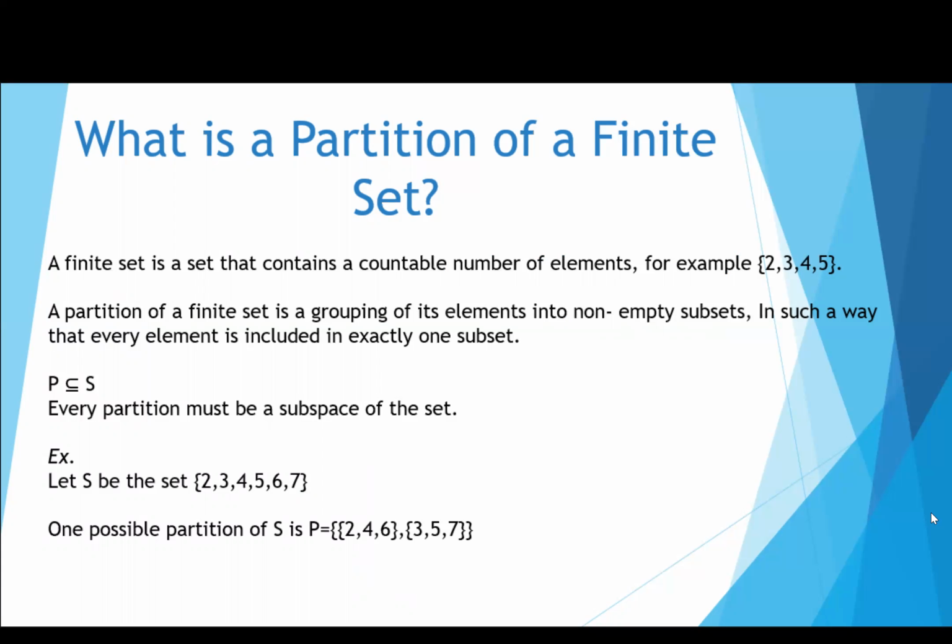Every partition must be a subspace of the set. For example, let S be the set 2, 3, 4, 5, 6, and 7. One possible partition of S would be P, which contains {2, 4, 6} and {3, 5, 7}.